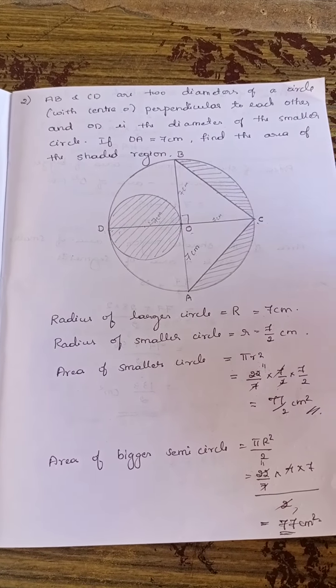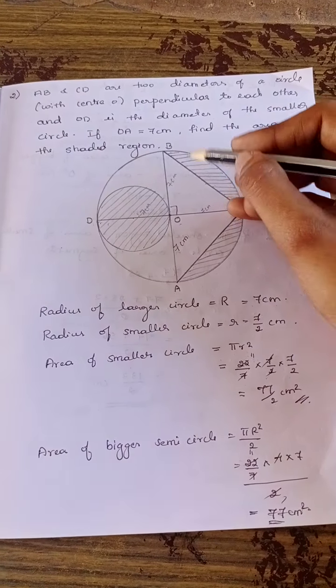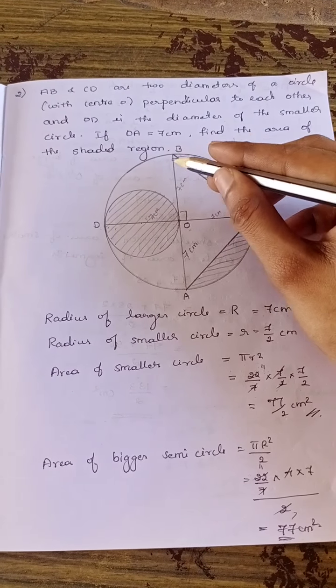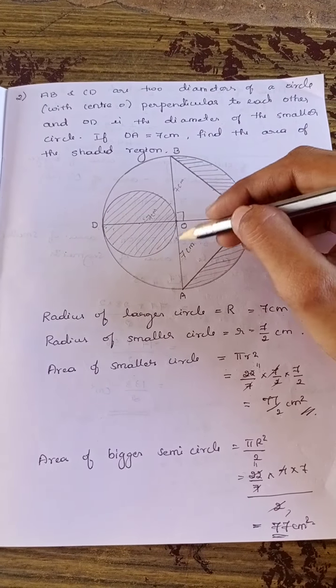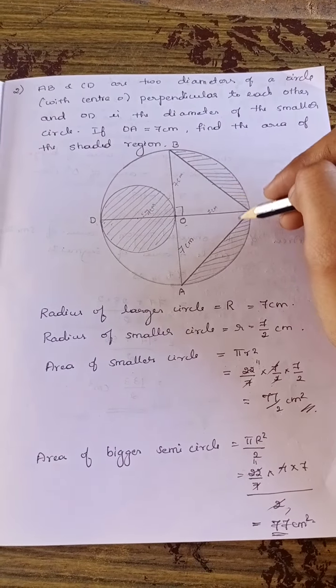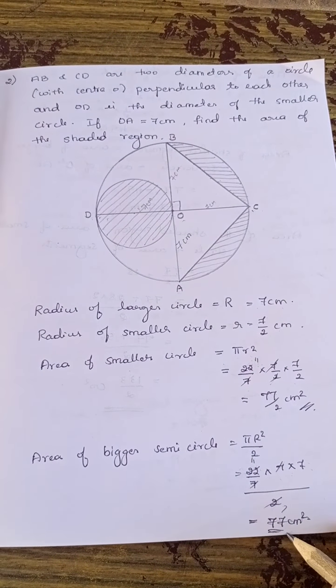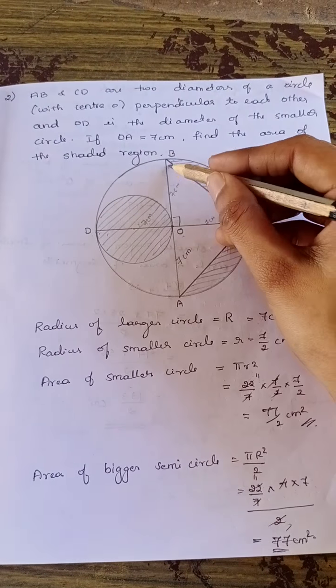Now let us see the area of this bigger semicircle. This is a bigger circle. This is a semicircle of this bigger circle. We have to find the area of this portion. Area of a circle is pi r square, so a semicircle is half into pi r square. That is equal to pi value 22 by 7 into r value 7, 7 into 7 divided by 2. 2 ones are 2, 11s are 77, 7 gets cancelled. So 11 7s are 77. This is the area of the bigger semicircle.